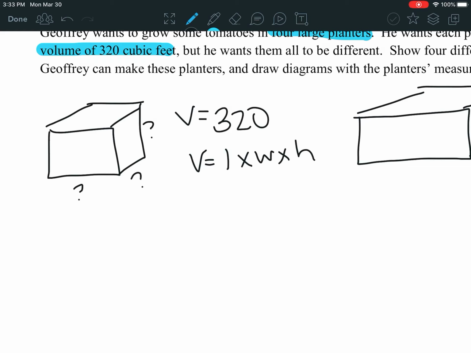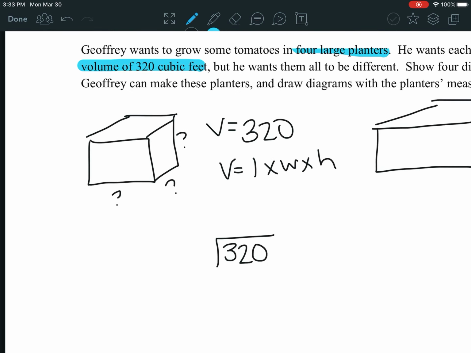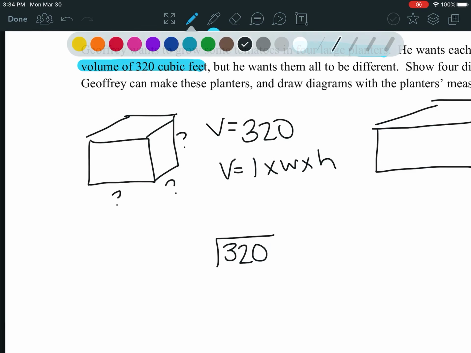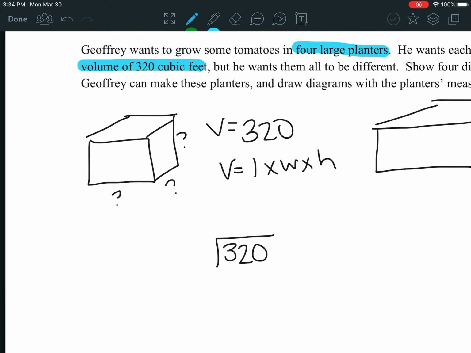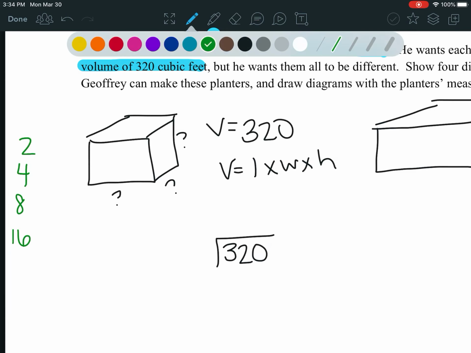So I'm going to take the number 320 and I'm going to actually divide it. And I know that there's a couple different numbers that are multiples of 32. We know that we can use 2, we can use 4, we can use 8, we can use 16. So I'm going to use those numbers and I'm going to write them off to the side. 2, 4, 8, 16. Those are some of the numbers I'm going to be using to solve this problem.